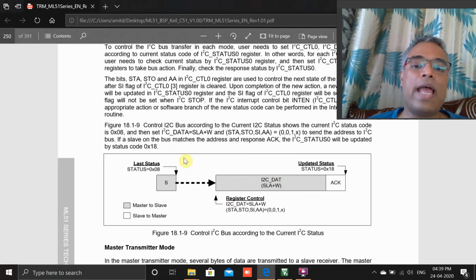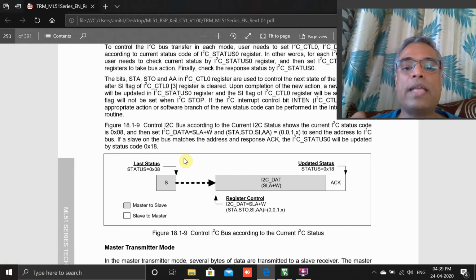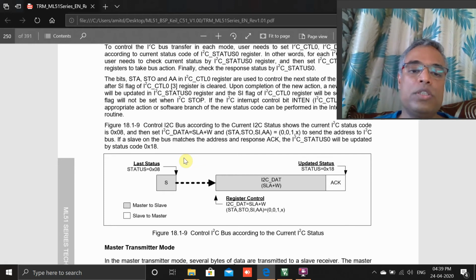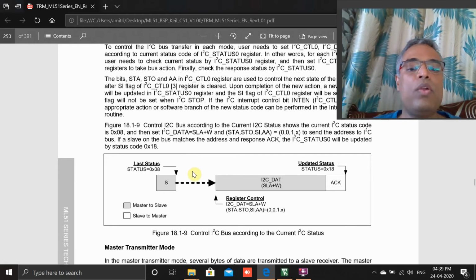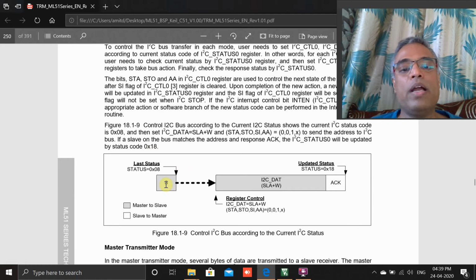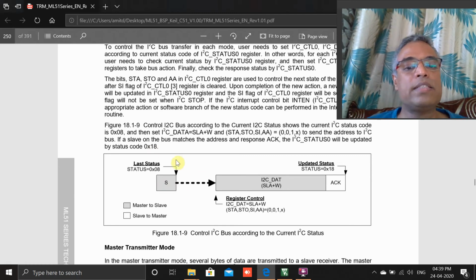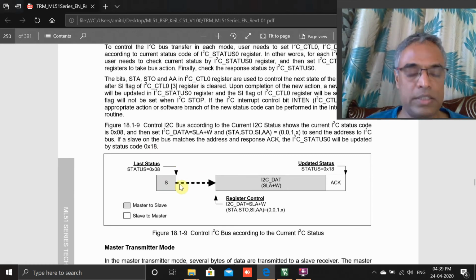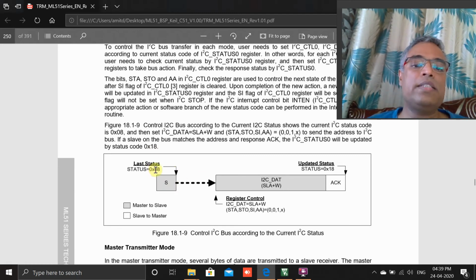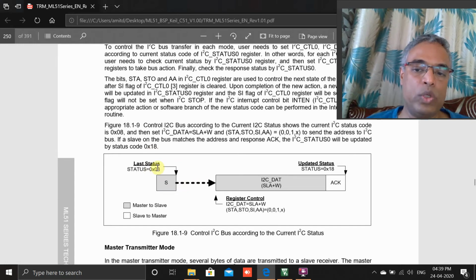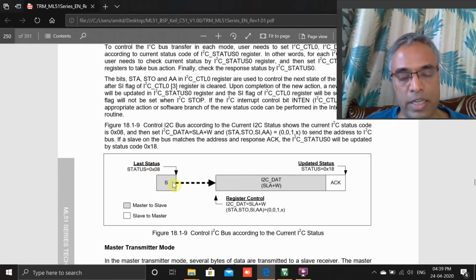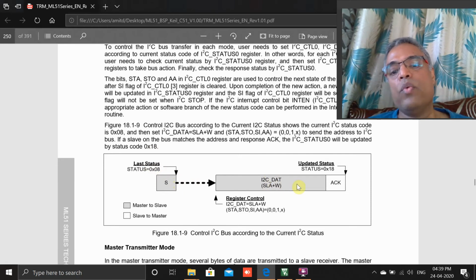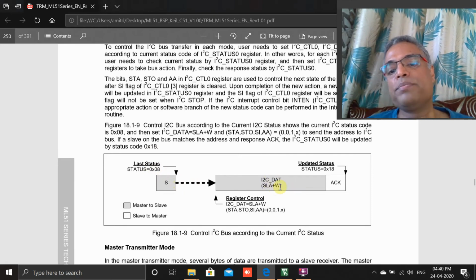That means that for every action you have to look at what reaction that action has caused. Okay, so what does that mean? Let's say I wanted to send a start condition. The moment I send a start condition, I will get a status of 0x08. So if I receive 0x08, then I know the start condition has been executed. Then at that point I may populate the data register and set the right bits in the control register.